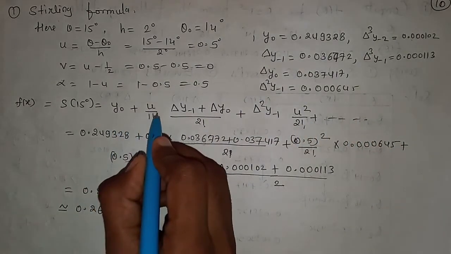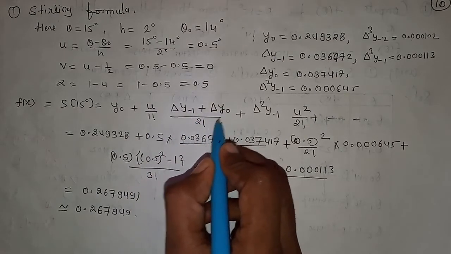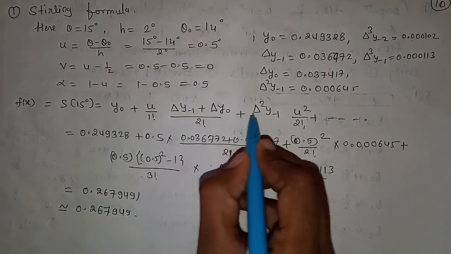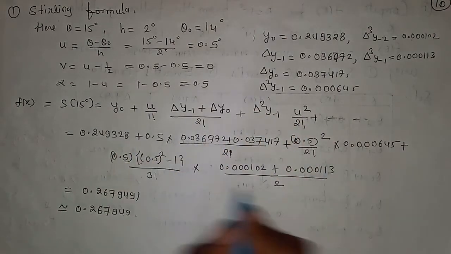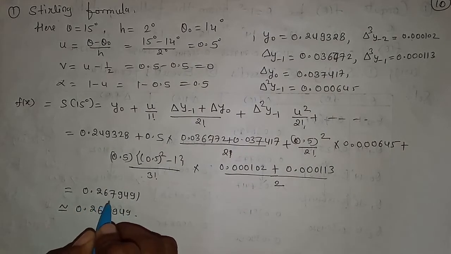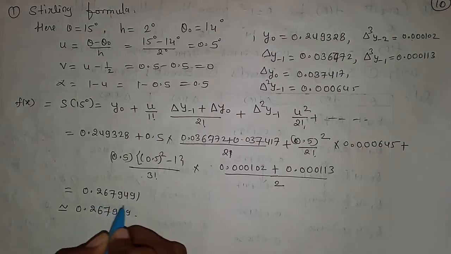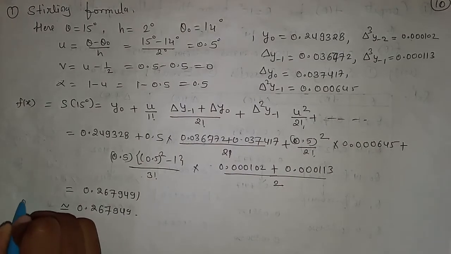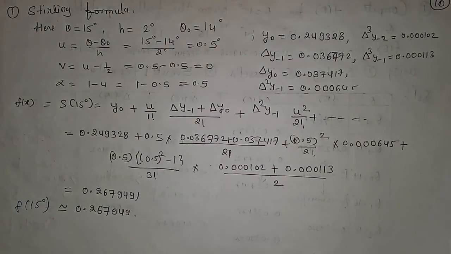So y naught plus u upon 1 factorial, delta y minus 1 plus delta y naught upon 2 factorial, plus delta square y minus 1 u square upon 2 factorial, and I have written all the values. On calculating this we get 0.2679491, and on rounding off we get 0.267949. So this is nothing but f of 15 degree using Stirling's formula.